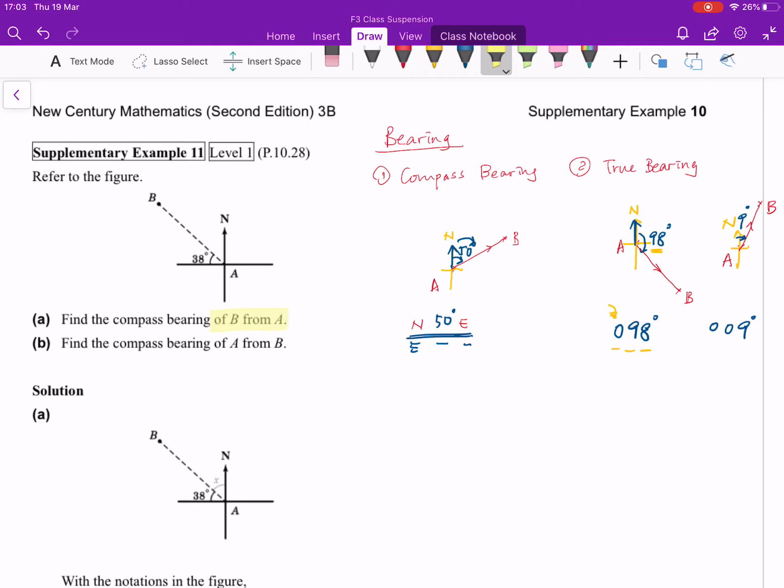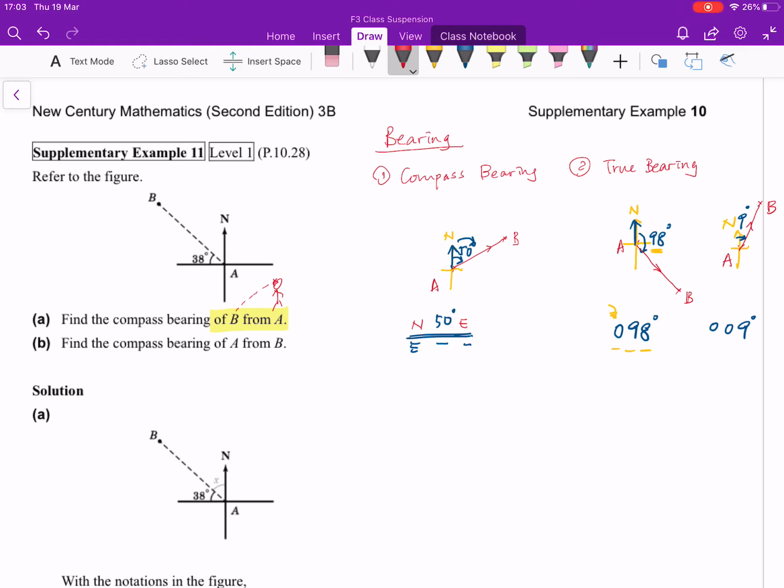Some wordings here. Bearing of B from A means you are standing at A, and your eyes are looking at B. So you can see that in the picture, we draw a cross on position A. So the compass bearing of B from A, compass bearing means the first one.